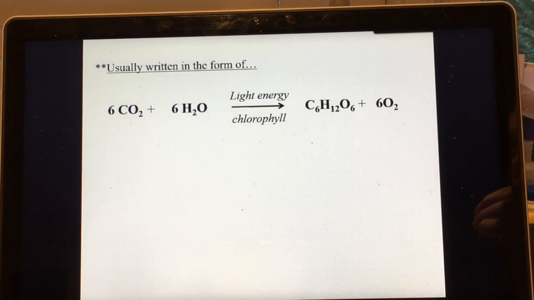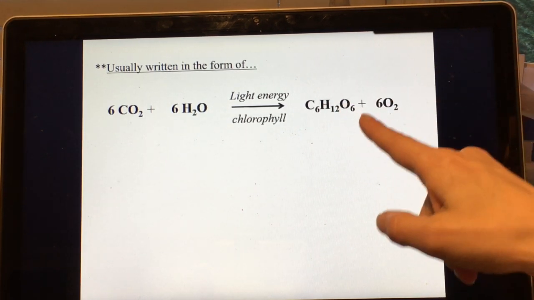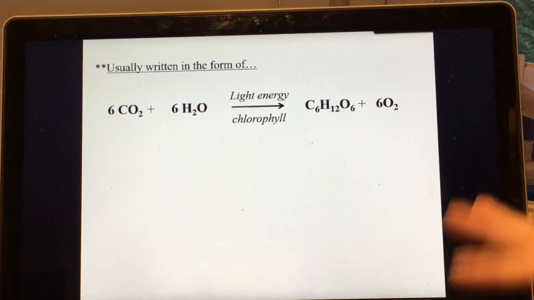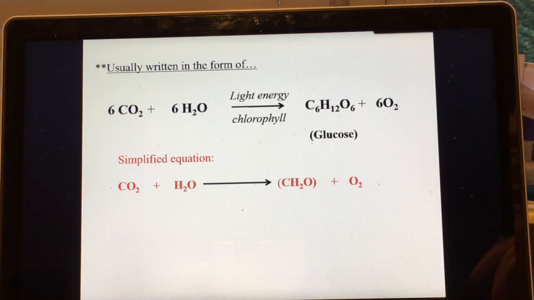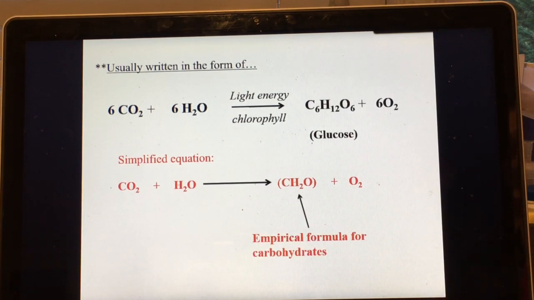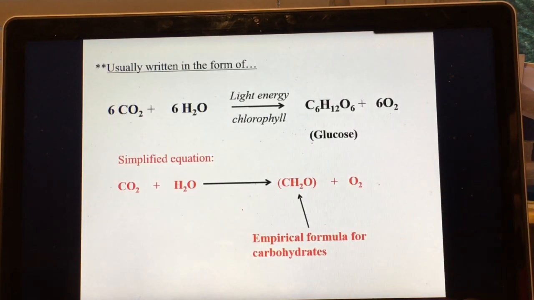Usually in textbooks, they write this formula because people are much more familiar with C6H12O6, glucose, because that's the molecule our cells break down for energy. The most simplified version of the equation shows you 1 carbon dioxide molecule and 1 water molecule, and we have CH2O, which is the empirical formula for carbohydrates, and that we get oxygen as a waste product.